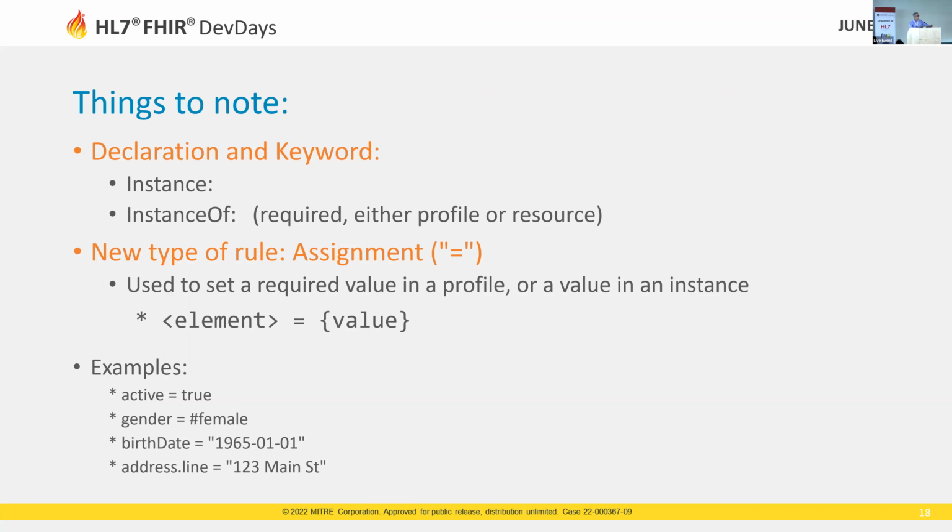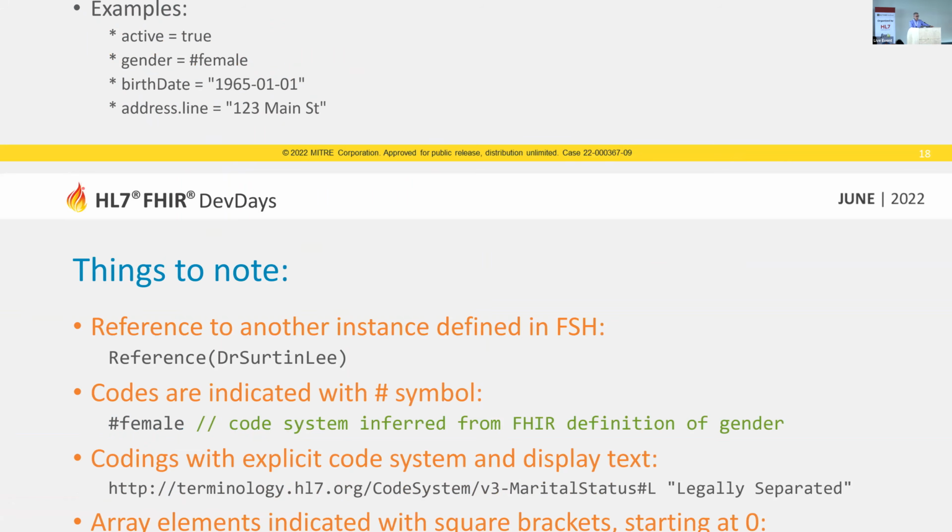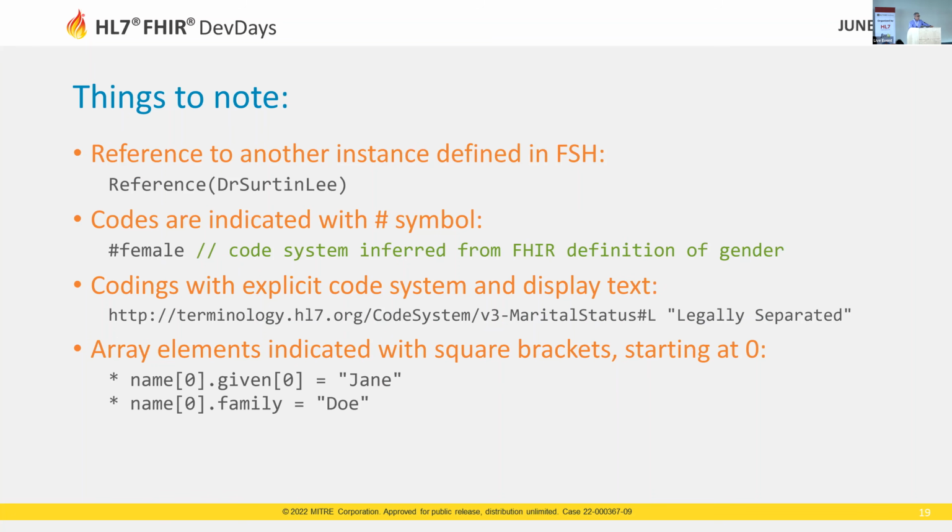The new type of rule that we didn't see before is an assignment rule. It's fixing a value inside this instance to a specific value. So we've seen active equals true, gender equals female, birth date is 1165, and so forth. We also see in this example references. So we pointed out the reference to Dr. Certainly. That's assumed to be something you've defined elsewhere under that name.